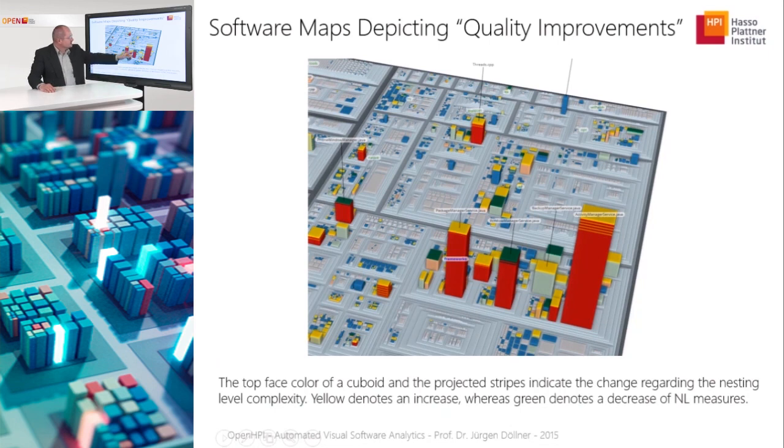And the horizontal stripes visualize the change regarding the underlying software metrics, in this case the nesting level. So we can use the software map not only to communicate an as-is situation, but also to express the trends underlying this software system and its development.